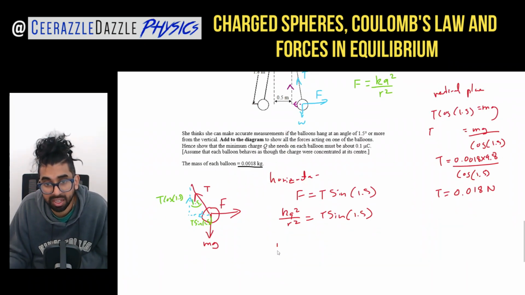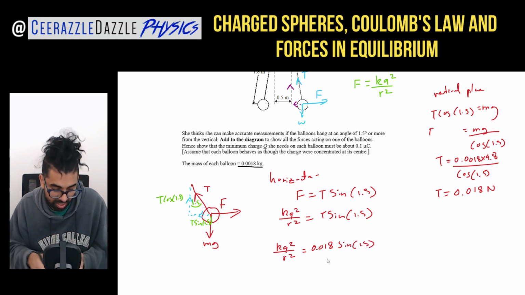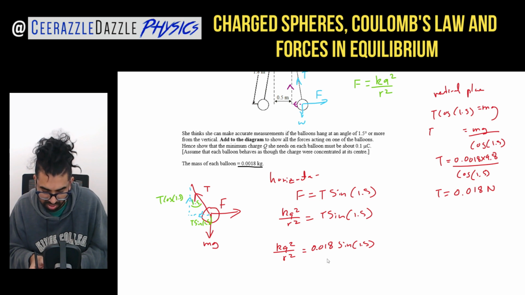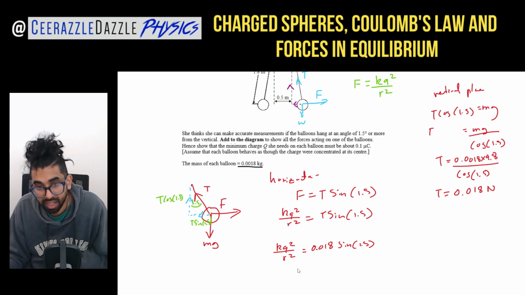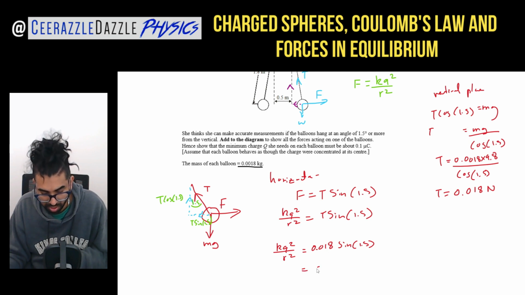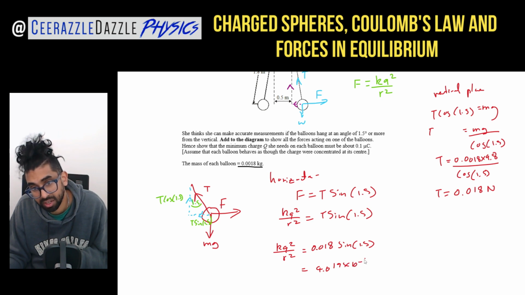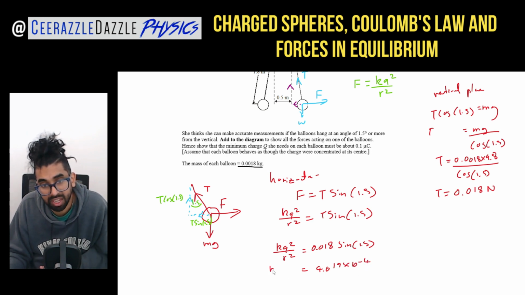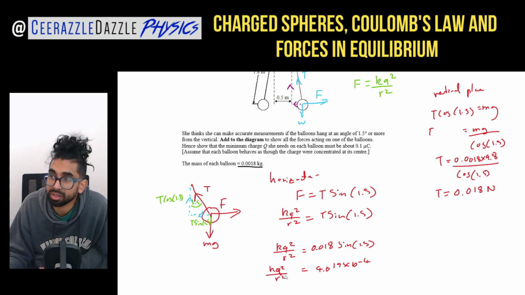So we can say that KQ squared divided by R squared is equal to 0.018 sine of the angle, open bracket 1.5. So let's do this, times by sine open bracket 1.5. We're getting the answer of 4.619 times 10 to the minus 4, which is equal to KQ squared divided by R squared.